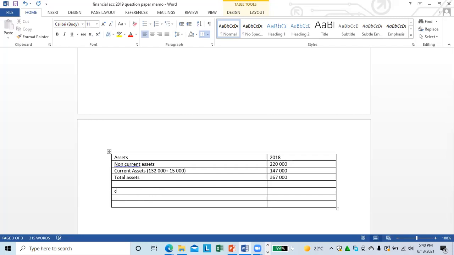Capital. We move on to our next section, capital and liabilities. Under capital and liabilities, there we have our members' contribution.